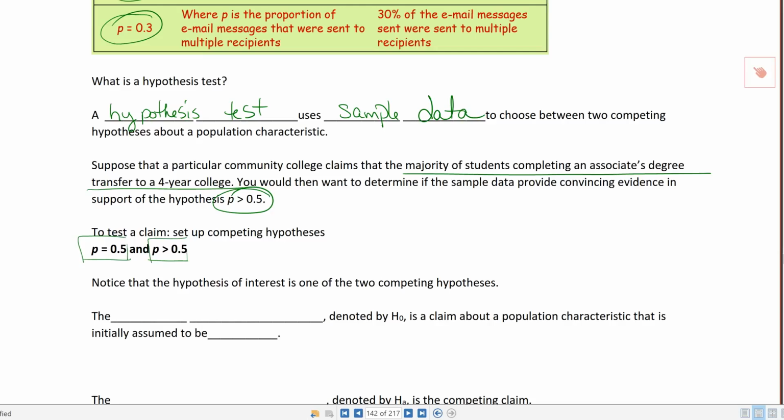Now, you could also do less than or equal to half, but one of them has to have the equal sign in it, right? So what we're going to do is we call the null hypothesis, and we denote it H sub 0, because that sub 0 is in math called not or null, a claim about a population characteristic that is initially assumed to be true.